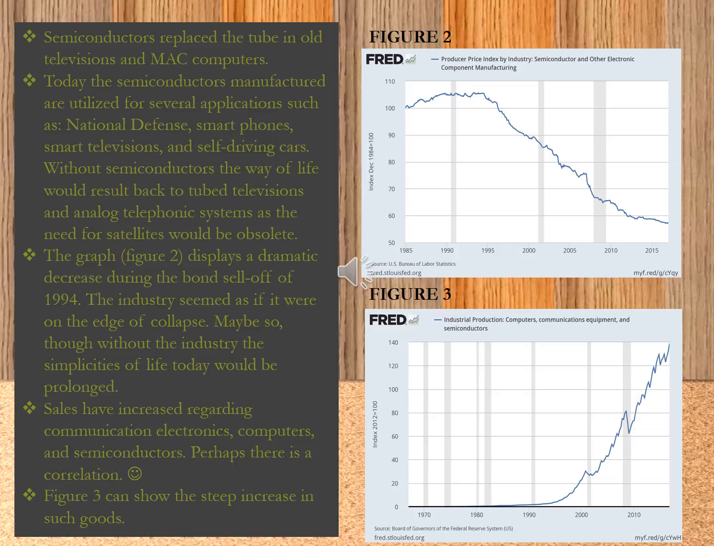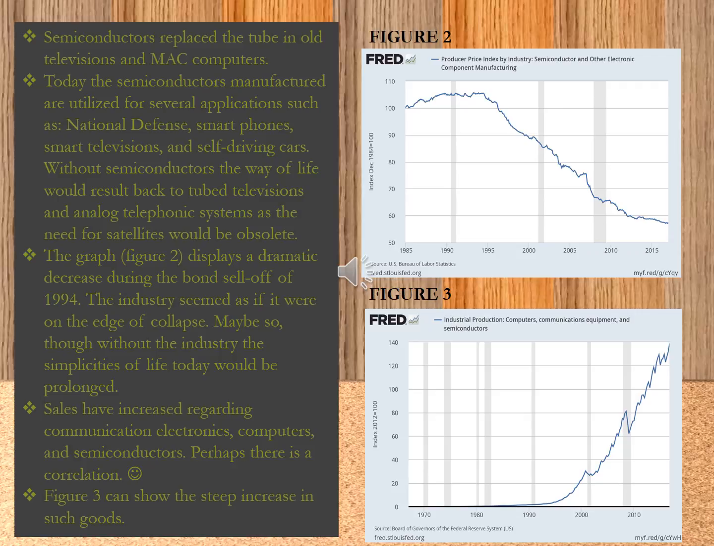Today, the semiconductors manufactured are utilized for several applications such as national defense, smartphones, smart TVs, and self-driving vehicles. Without these semiconductors, the way of life would revert back to tube televisions and the analog telephonic system. As I mentioned, the need for satellites would become obsolete.